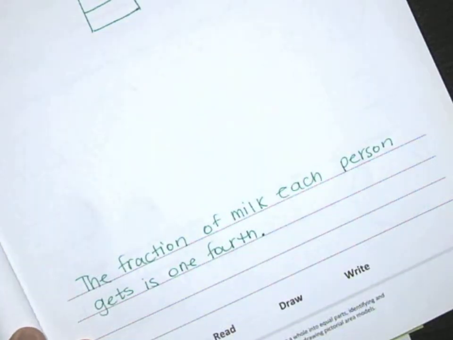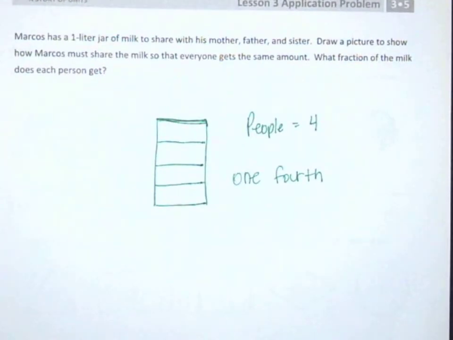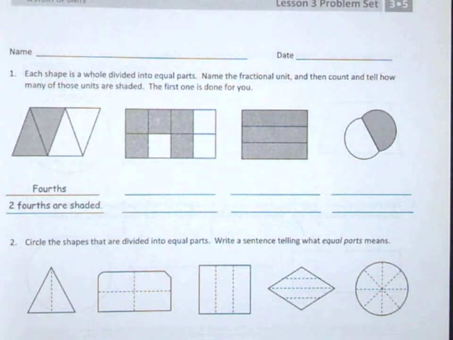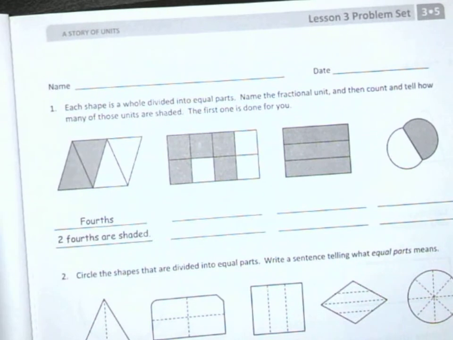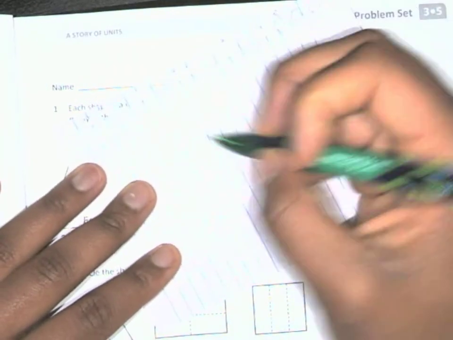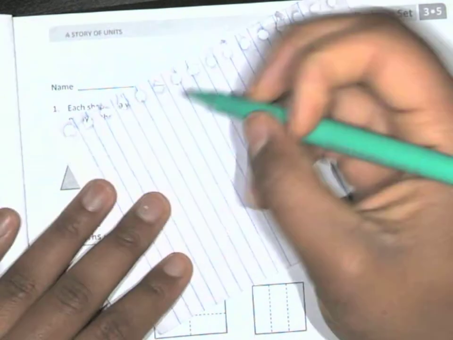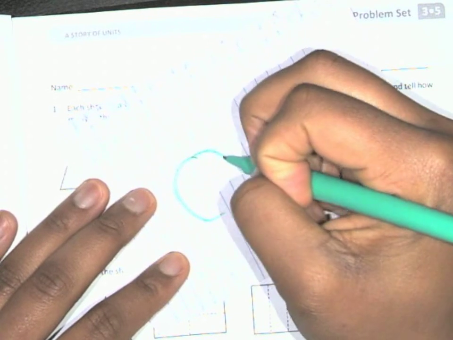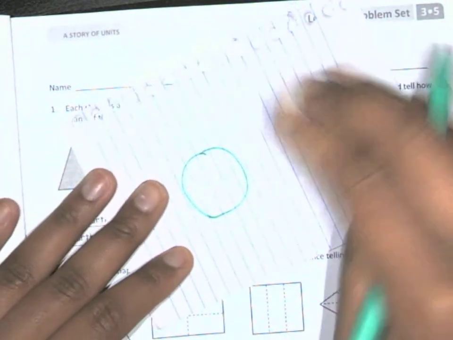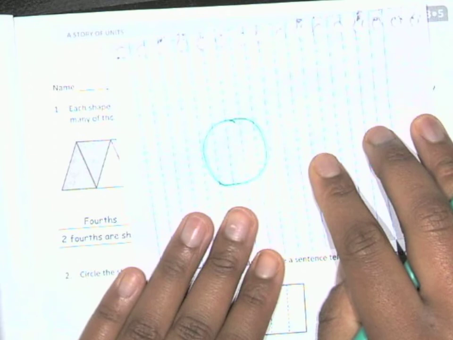Okay. Alright, let's go ahead and start with our problem set. With today's lesson, our focus is being able to identify equal parts. It's very important that you understand that parts have to be equal to be considered a unit. Remember, a unit is a whole. Okay, so if I have this circle, this is the unit, this entire circle.